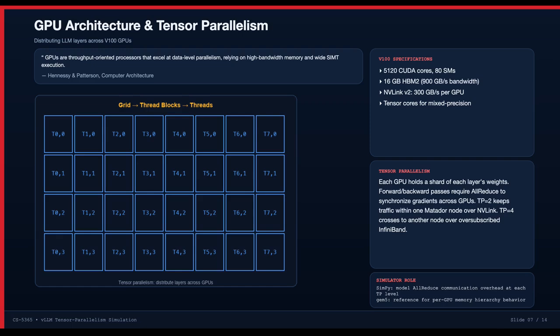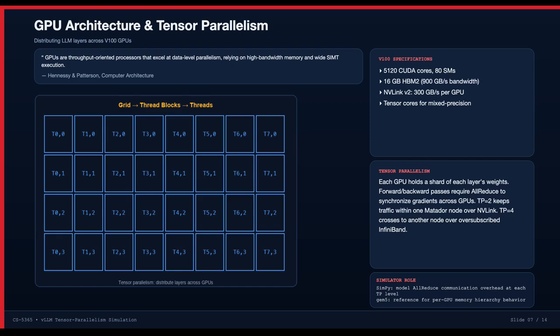The NVIDIA V100 GPU specifications shown on this slide are 5,120 CUDA cores organized into 80 streaming multiprocessors, 16 gigabytes of high bandwidth memory, HBM2, with 900 gigabytes per second of memory bandwidth, NVLink version 2 providing 300 gigabytes per second per GPU, and tensor cores for mixed precision matrix operations.